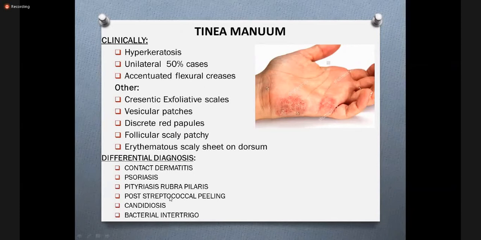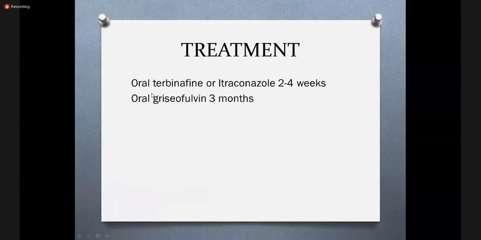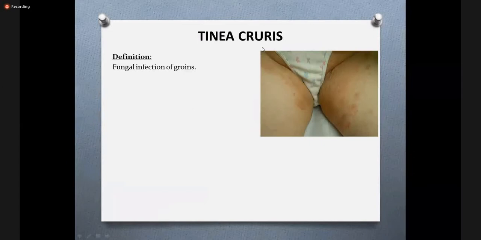Okay, and post streptococcal peeling, which can occur after a streptococcal infection, or candidiasis, bacterial intertrigo. These are the differentials of tinea manuum. Okay, the treatment is the same: terbinafine, itraconazole, or fluconazole. Okay, now tinea cruris. It is a fungal infection of the groin, the flexure area of the groin. Okay, the presentation is the same.